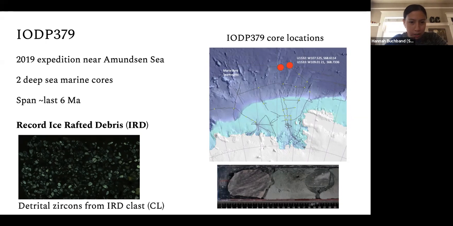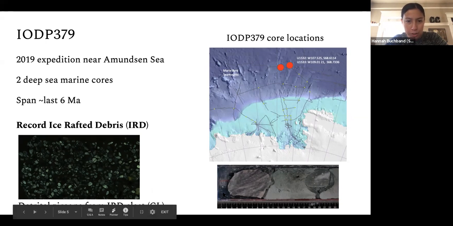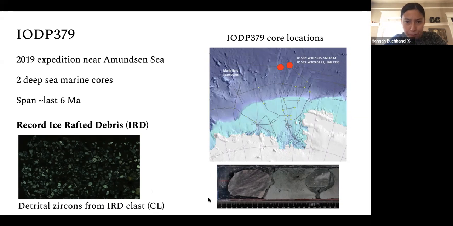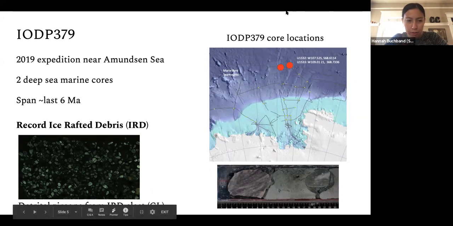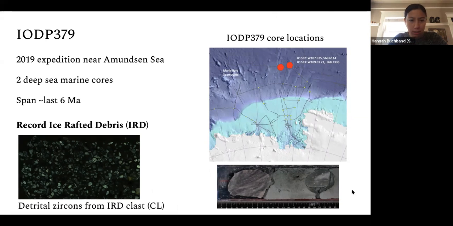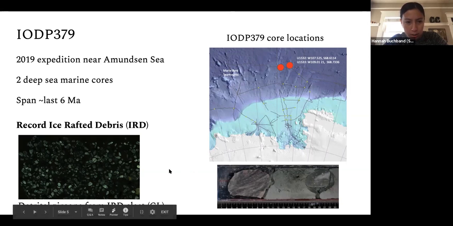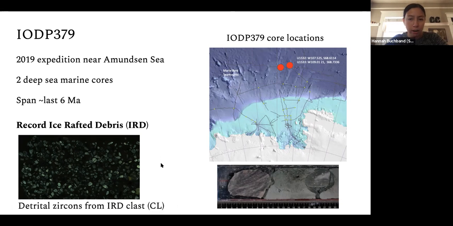So here's what some of the IRD looks like in the actual cores in the bottom right image. You can just see those clasts suspended in the sediment. So we got to look through those images and mark the depth, and therefore time, at which the clasts were deposited. And then we also got to look at these cathodoluminescence images, or CL images, like the bottom left corner, which is an image of detrital zircons from one of the IRD clasts from the cores. While our findings from this data are still in development and will not be presented today, the data has the potential to align with some of our hypotheses and show glacials and interglacials throughout Antarctic history.